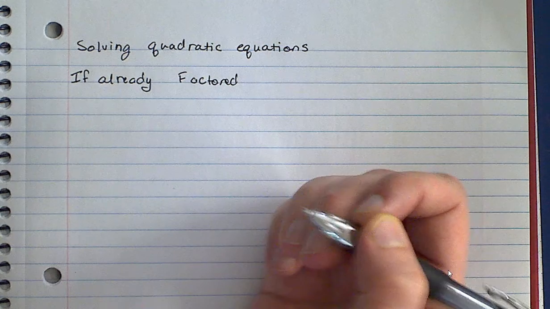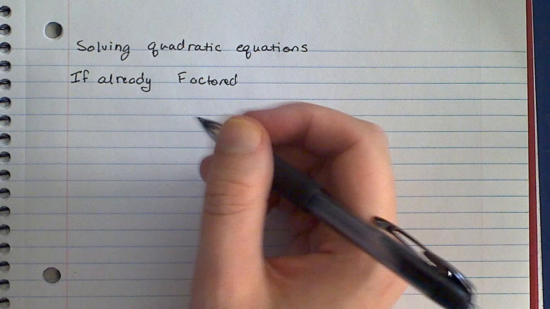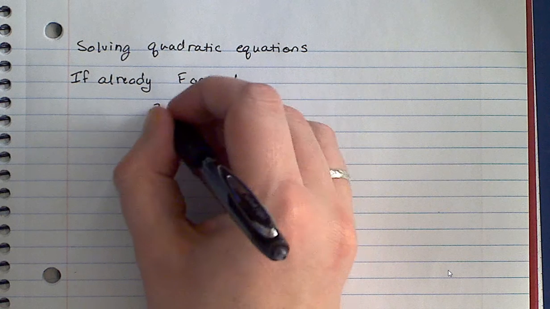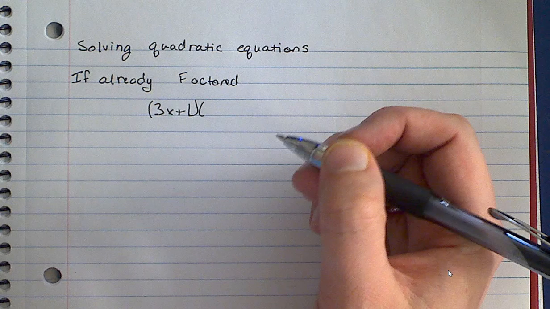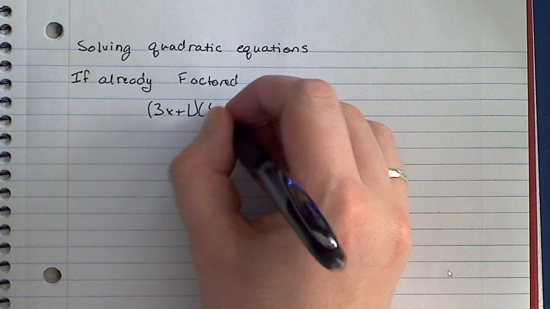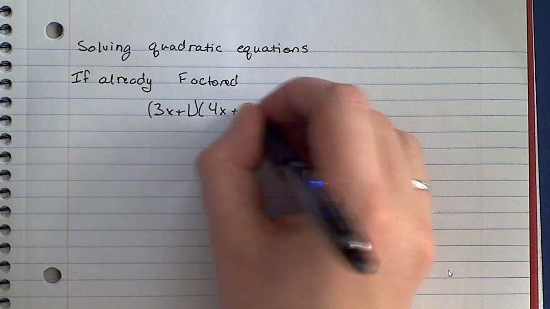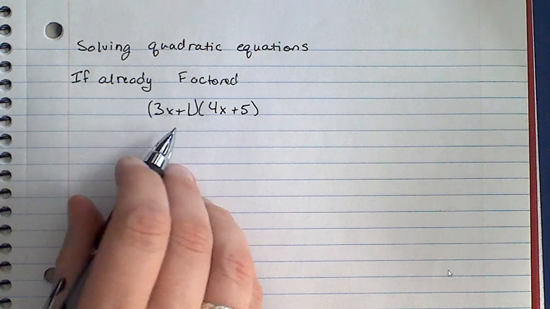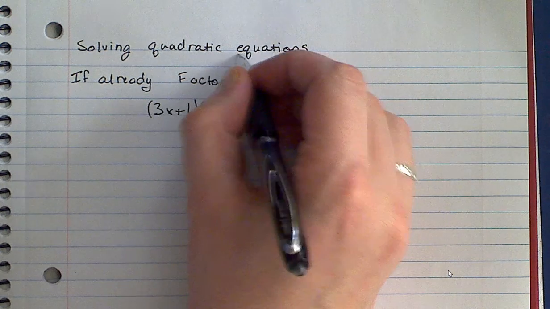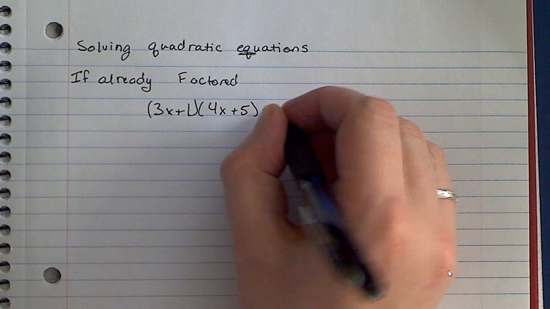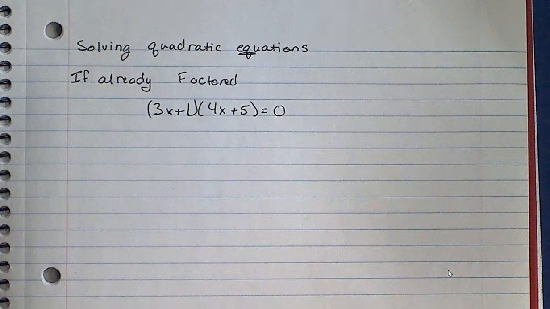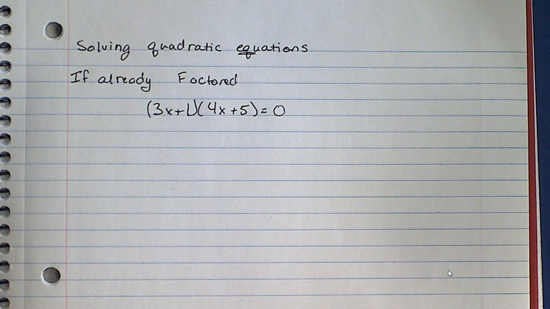So if we start out with one that's already factored, it would look like, let's say, 3x plus 1 in one set of parentheses times 4x plus 5 in the other set of parentheses. You're not going to FOIL it out. What makes this an equation is that, unlike the stuff we've been looking at recently, this is going to have an equal sign on it. And we'll say it's equal to 0. If you want to solve a quadratic equation by factoring, you have to have it equal to 0 first.